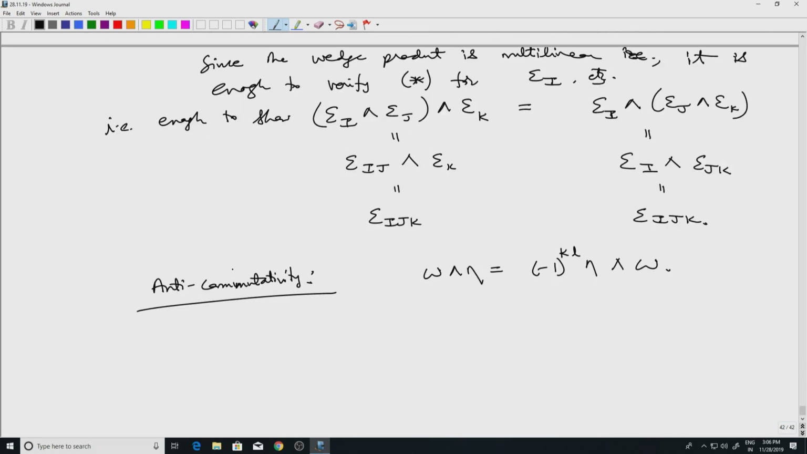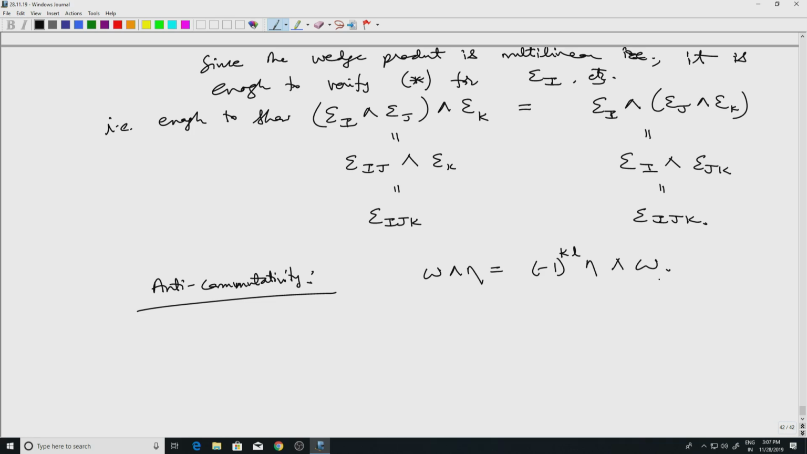On the other hand, when one is dealing with tensor products, omega tensor eta has absolutely no connection with eta tensor omega. The two are not related at all. So no such equation holds. Here, interestingly, there is an equation relating omega wedge eta and eta wedge omega. They differ by a sign, in fact.